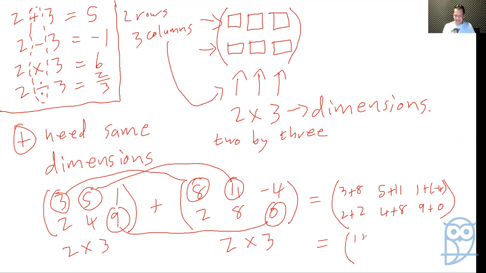So 3 and 8 is 11. 5 and 11 gives me 16. 1 plus negative 4. Hopefully no one is tripped up by this. You can use a calculator if need be. A plus and a minus makes a minus. So 1 minus 4 gives me minus 3. 2 plus 2 is 4. 4 plus 8 is 12. And 9 plus 0, don't strain yourself here, is 9. So this is my 2 by 3 matrix. 2 rows, 3 columns. Great. So addition, we can do.